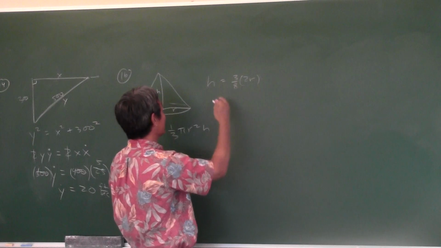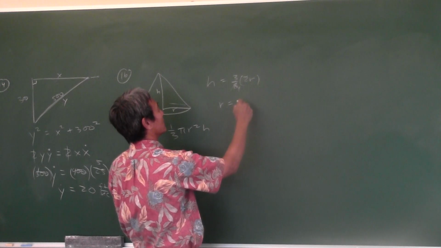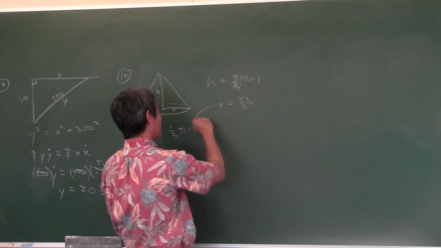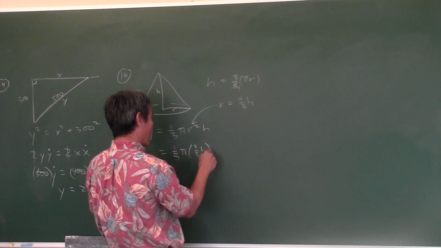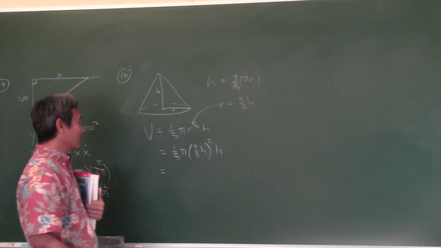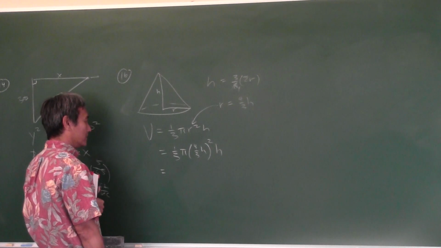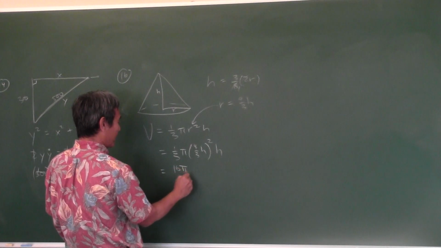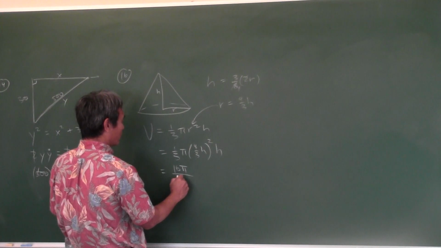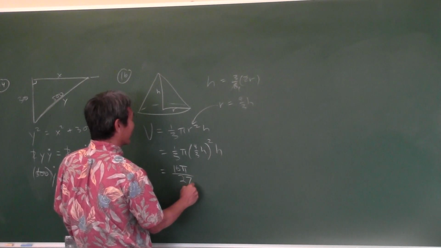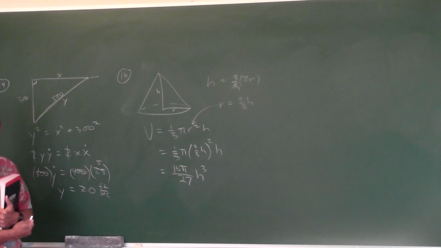It's kind of like similar triangles, but it's not. So 2 goes into 8 4 times, therefore r equals 4/3 h. Take that and plug it in there. So that comes out to 1/3 pi times (4/3 h) squared times h. And all of this simplifies to 16 pi over 27 h cubed.